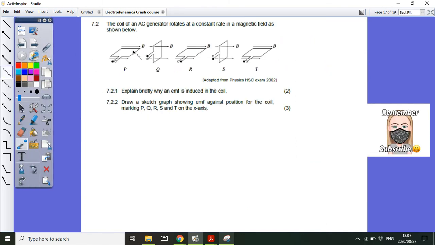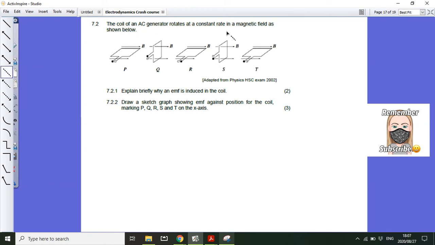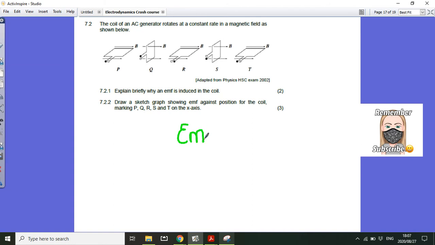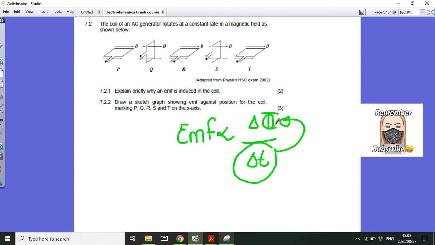Next. Here, the coil is rotating at a constant rate, and they say explain briefly why an EMF is induced in the coil. Again, your go-to answer, because when will there be an EMF? And Faraday's law helps you with this because EMF is directly proportional to the rate of change of magnetic flux. So if there's a change in magnetic flux, there will be an EMF. So you can say that. You can say there is a change in the magnetic flux or magnetic flux linkage, and therefore there will be an EMF induced.